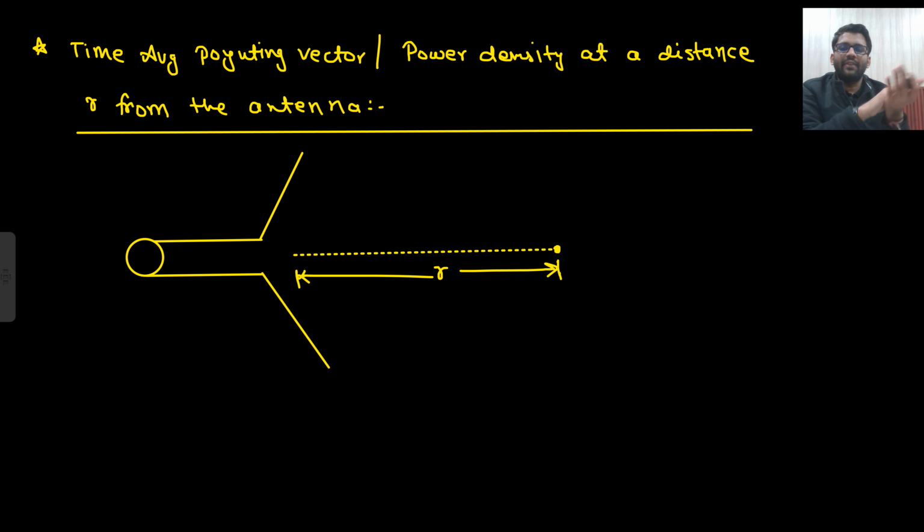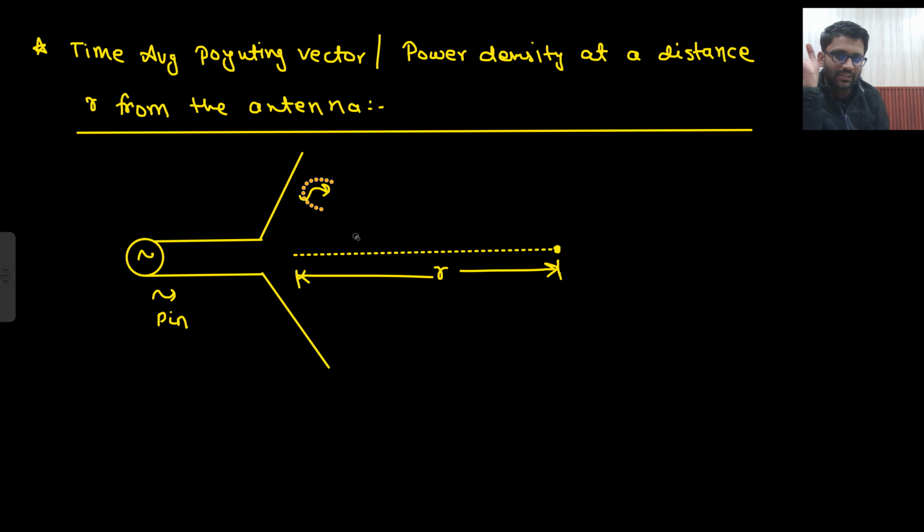Okay, now let's see a very important point. What do you need to find? You need to find the time average Poynting vector, or power density, at a distance r from the antenna. So this is your antenna, this is your source, which, let's say, is giving some P in power. Now there will be some losses. Till now what we have seen is that whatever power this source is giving, all the power will be radiated by the antenna. But this is not true.